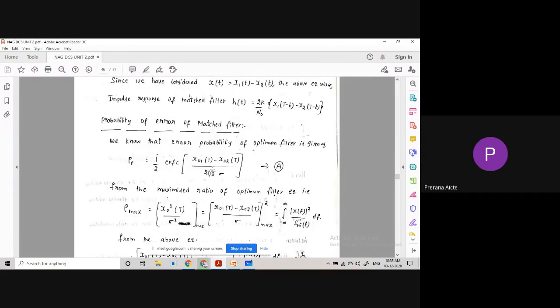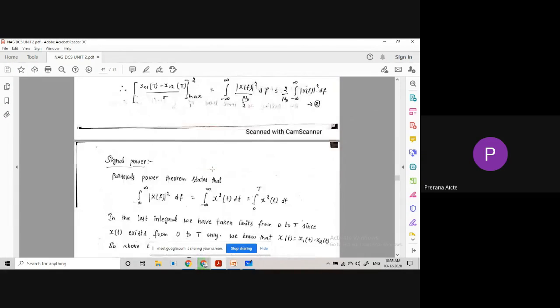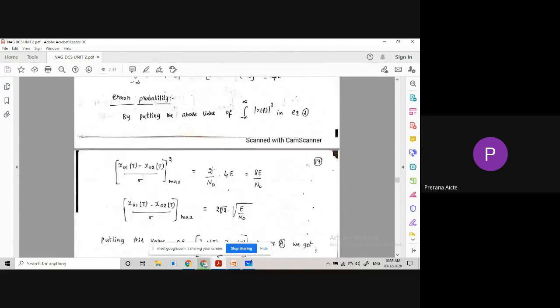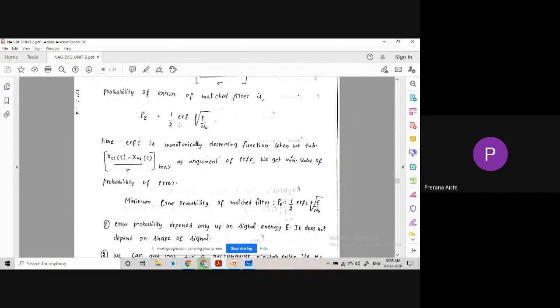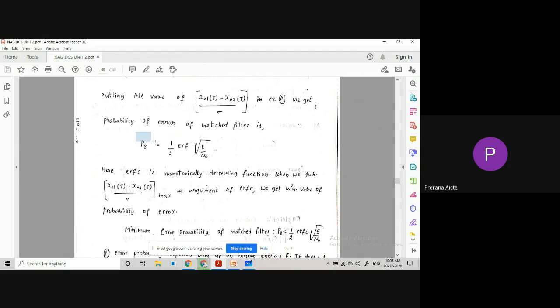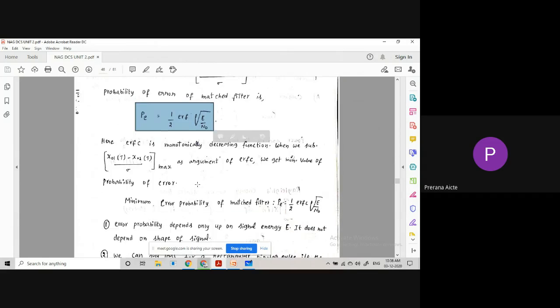Then what is the probability of error of the matched filter? See, what is the expression for the probability of error of the matched filter? The probability of error of the matched filter is 1/2 erfc of root of E/N0, where N0 is the noise and E is the energy of the signal. This is the expression for the probability of error of the matched filter.